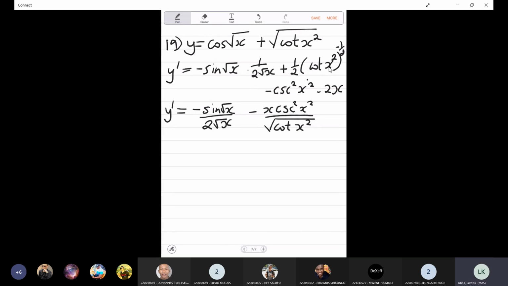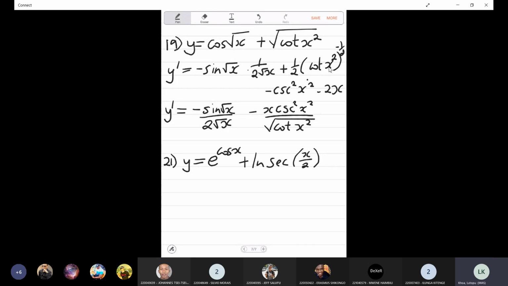Okay, that's number 19. Number 20, that one is fairly simple. You just use the quotient rule. So again, remember everything you did in Math 1, you need to take it with you because you will be using it at one point or another. And look at number 21. Y is equal to e to the power of cos x plus ln of sec of x over 2.